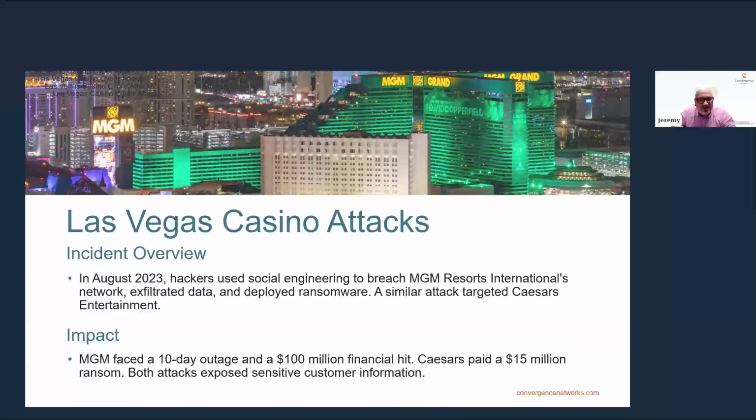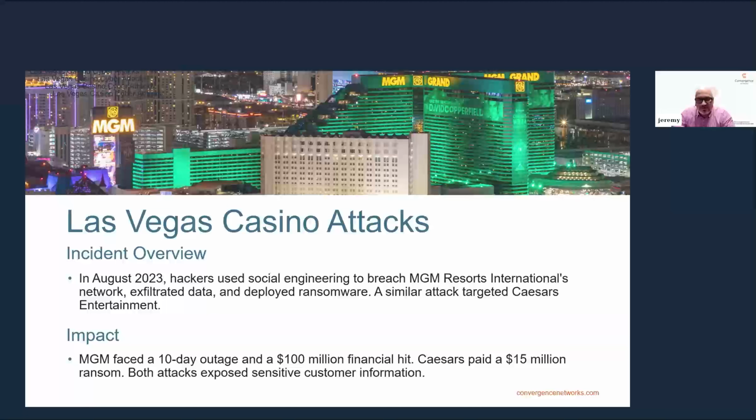And lastly, we're going to talk about Las Vegas casino attacks. And again, you might have seen this in the news. There were two in a row. The first one was the MGM Resorts International network. Once again, ransomware and exfiltrated data for ransom.